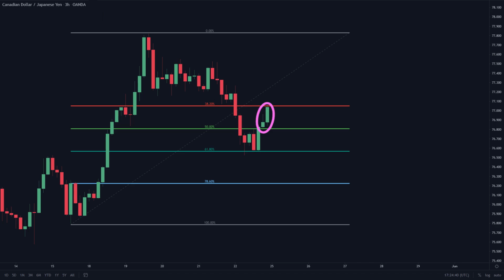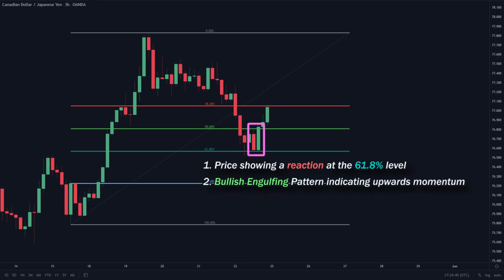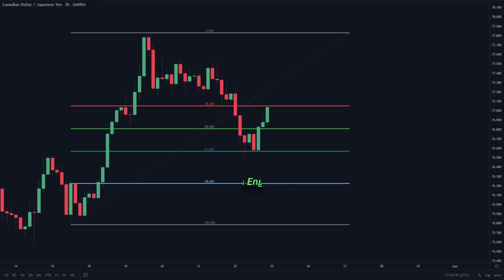Now, let's recap what we have currently. First, we have price showing a reaction at the 61.8% level as shown by multiple candles failing to break below it. Then, we have a bullish engulfing pattern indicating that there's some sort of upwards momentum at this level. And finally, we have multiple green candles breaking above the resistance at the 50% level, which further confirms the upwards momentum that we already have. So based on the price action, it is likely that the price will bounce off at this level. And so this is a good opportunity to take a long position.